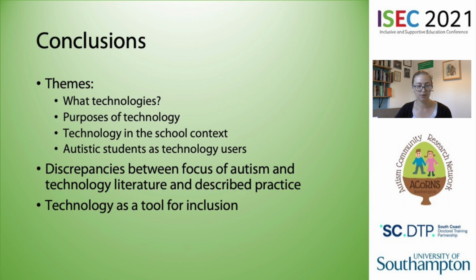Within the data, I developed 4 themes which encapsulated the practices described by participants: what technologies, purposes of technology, technology in the school context, and autistic students as technology users. Together, these themes suggest a much more inclusive approach to technology within the education of autistic students than would be suggested by the literature, which is often deficit-focused and concentrates on the use of technology as a therapeutic tool. Instead, within this talk, I have positioned technology as a tool which facilitates inclusive education, which educational practitioners employ to change the educational environment and reduce barriers to learning for autistic students.